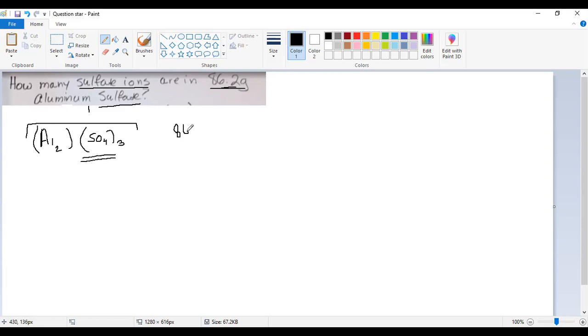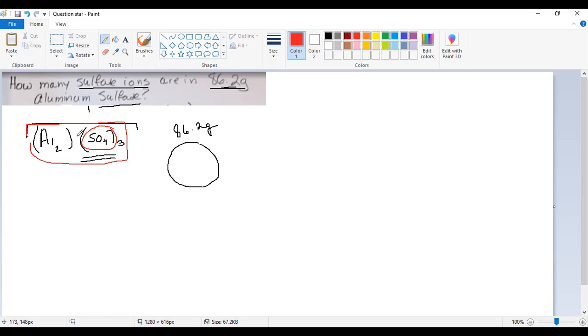But if you had 86.2 grams of this substance, of aluminum sulfate as a whole, how many sulfate ions would you have? Basically, what it's asking you is how many of these would you have? How many SO4s would you have? So you know that this as a whole is considered a molecule. And in this molecule in particular, in aluminum sulfate, there are 3 SO4.